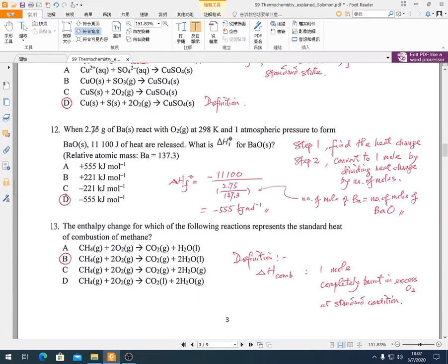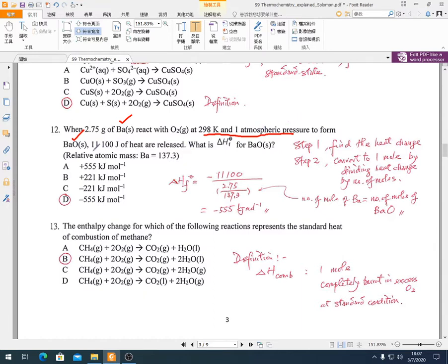Now you have barium with oxygen, under the standard condition, to form barium oxide. Barium is group 2, so BaO. Then you know that 1 Ba gives 1 BaO, so it's 1 mole to 1 mole. You can write the equation, but you can save it. You don't have to write it down. You just understand that 1 mole of barium gives 1 mole of barium oxide. Then you can do the calculation.